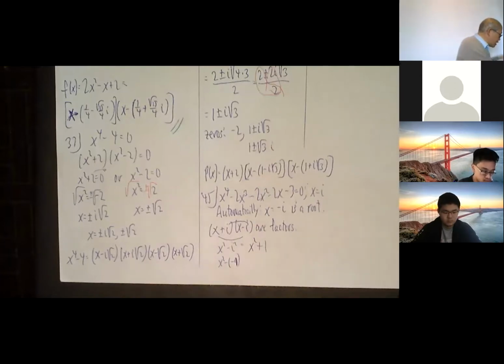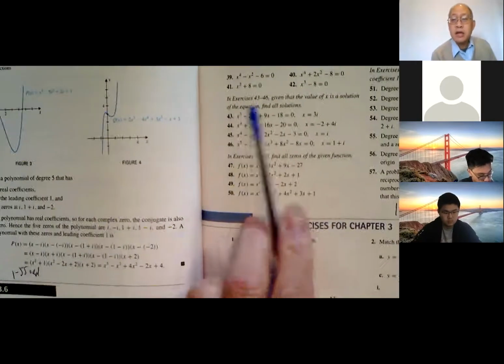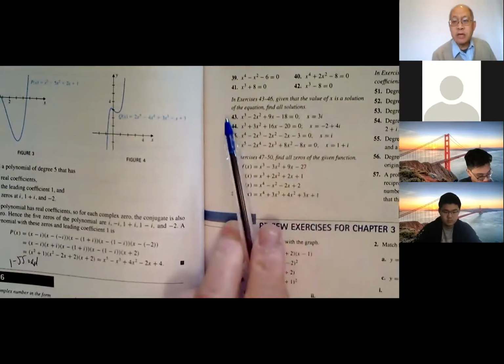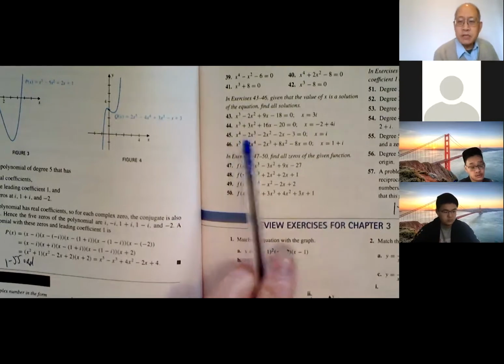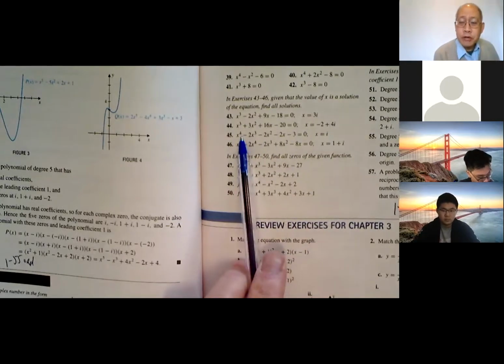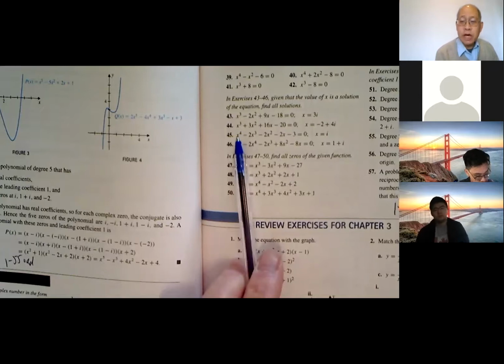Okay, for 45, let me show you the wording. Given that the value of x is a solution of the equation, find all solutions. Okay, so 45, they give me this big long thing. It's fourth degree. All right, so fourth degree means how many zeros would there be? How many solutions would there be? There must be 4 if you allow for multiplicity.